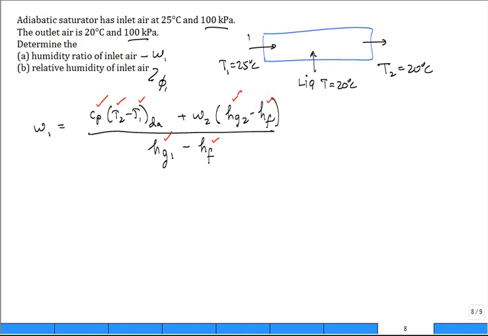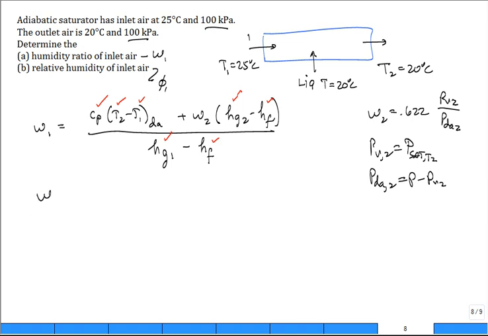And so the only one that's difficult is the omega 2, it goes out saturated air. We've done those equations before, so omega 2 is 0.622 PV2 divided by P dry air 2. PV2 is equal to P sat at the temperature T2. P dry air at 2 is equal to P minus PV2. So all of those wrap up and you get it. So for this problem, omega 1 is 0.0128 kilograms of vapor per kilogram of dry air. I'll just leave it like that.